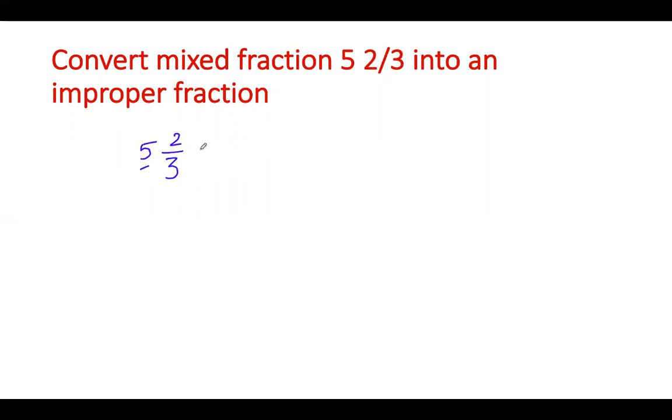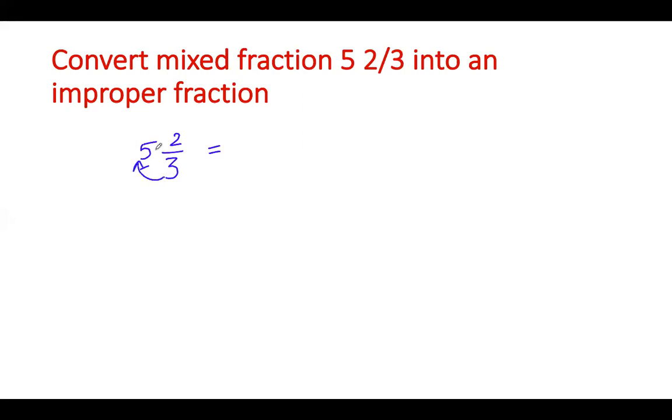So how can we solve these types of mixed fractions? How can we convert one into an improper fraction? We multiply 5 times 3, we get 15, and then add 2 to the 15, we get 17. So 17/3 is an improper fraction.